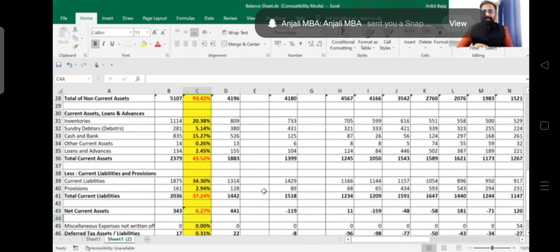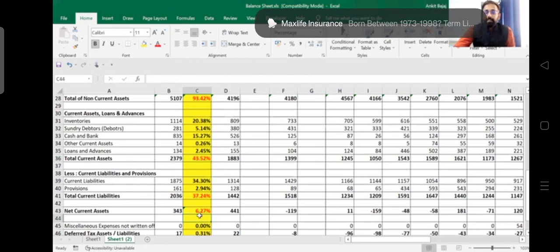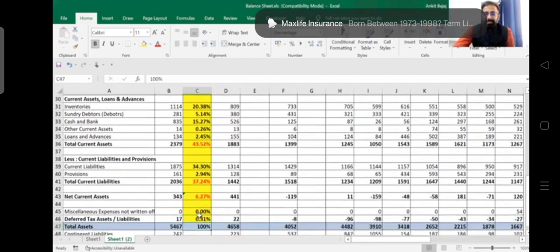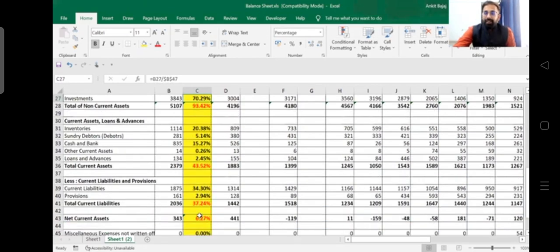So if on the current asset side I'm showing inventory, how much inventory am I showing here? Let's assume it is 20 rupees out of 100. We are investing 20 rupees in inventory. There are creditors who are giving me credit of 34 rupees, right? That is the reason I am able to manage my working capital, and working capital is the difference between current assets and current liabilities.